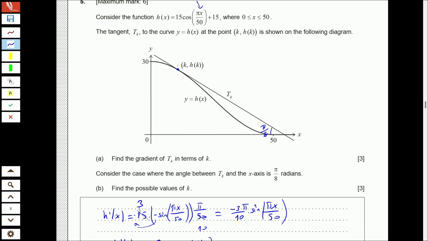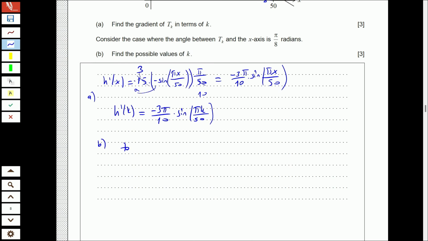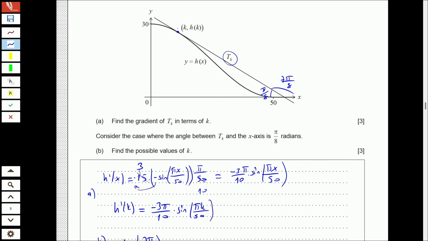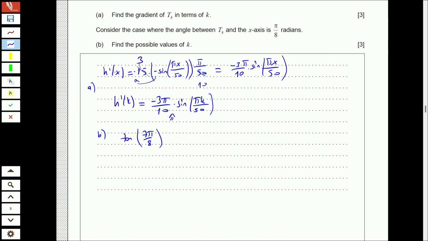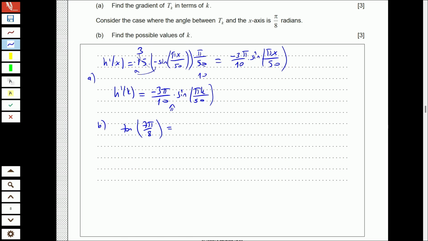But to find the gradient of this tangent, for example, I need the obtuse angle, which will be 7 pi over 8, because the sum of these two angles will be pi. And if you write the tangent of 7 pi over 8, it will also give us the gradient, the expression that we found in the previous question, which also gives us the gradient of the tangent. So I will make equality between these expressions and write this one in here.